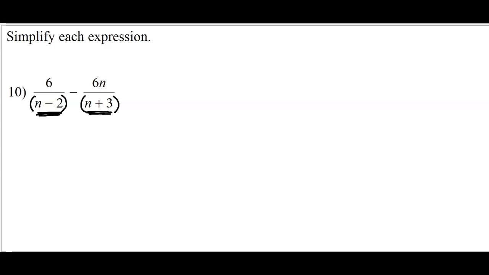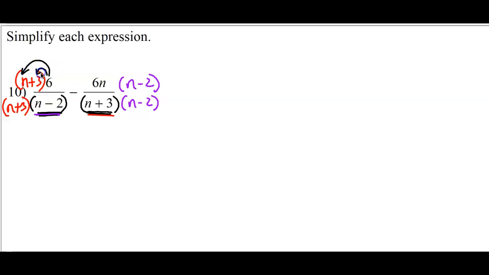So what are we going to do? Well, on this side, I'm going to multiply this side by n minus 2, because this side has an n minus 2, right? And whatever you do to the bottom, of course, you're going to do to the top. And how about on the other side over here? Well, on this side, we need an n plus 3, because this side has an n plus 3. And whatever you do to the bottom, you do to the top. Okay? So now they both have an n plus 3, and they both have an n minus 2. So let's go ahead and simplify now.